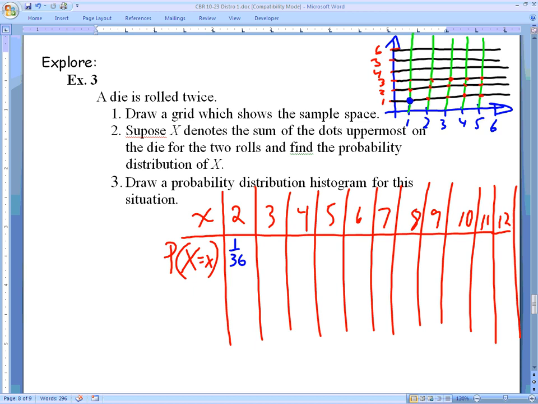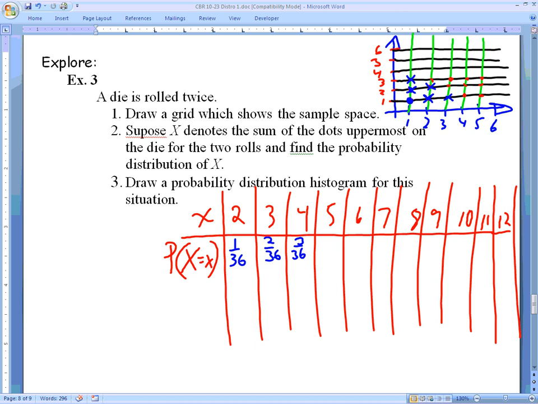Now, what about getting a 3? Well, that would be this one or this one. And we see a little diagonal pattern going on here. So there's multiple ways to get a 3, a 1 and a 2, or a 2 and a 1. So that's 2 out of 36. How about a 4? Well, I could get a 3 and a 1, a 2 and a 2, or a 1 and a 3. And again, we see the diagonal going on, so that's 3 out of 36.